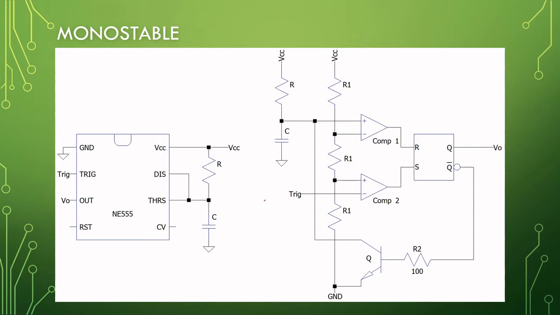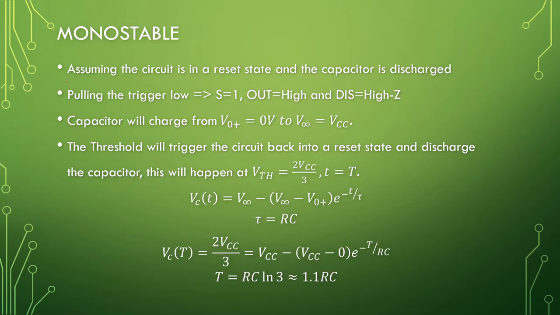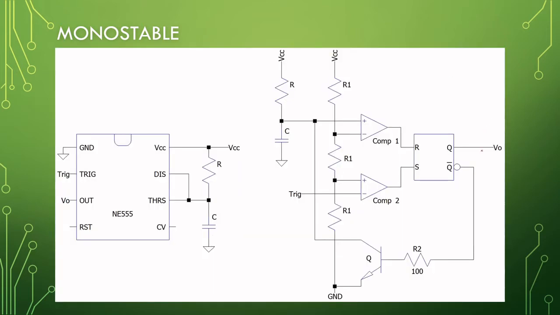So basically we will assume that the circuit is in a reset state and the capacitor is discharged. Okay, reset state means that this is a 1 and this is a 0. So the voltage there should be at 0.